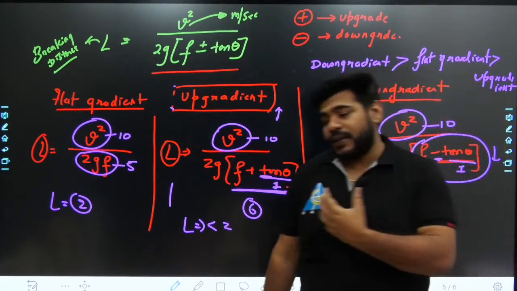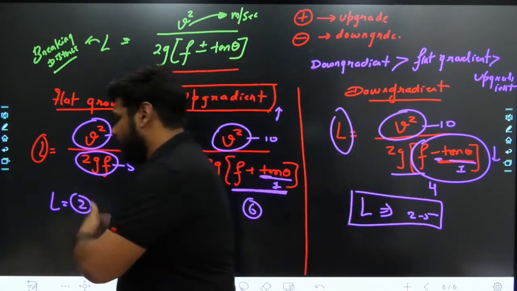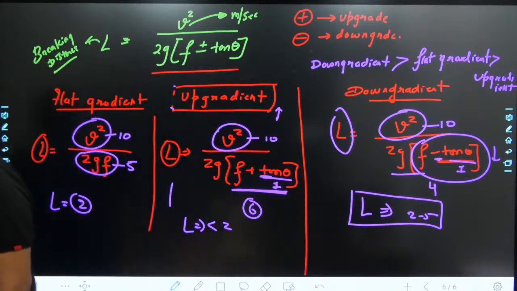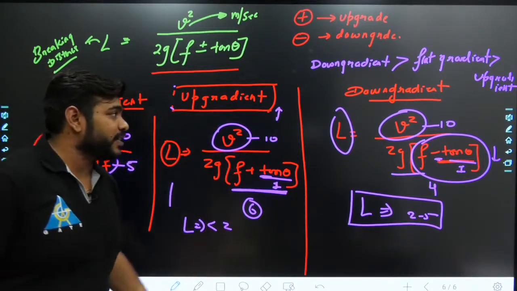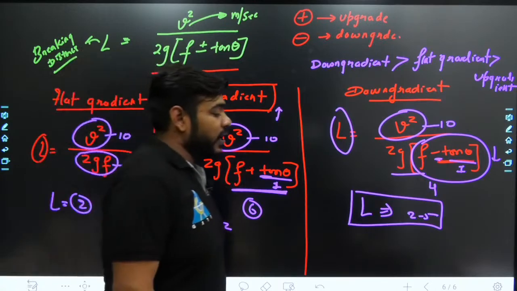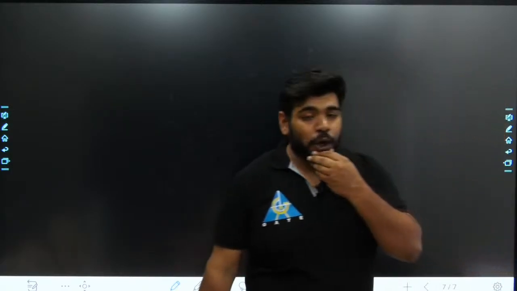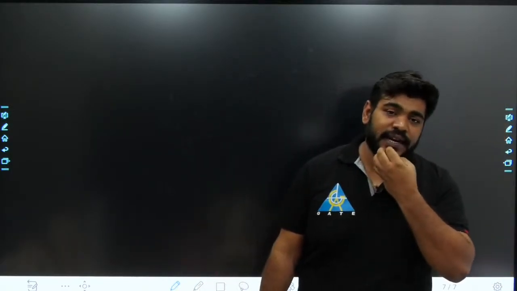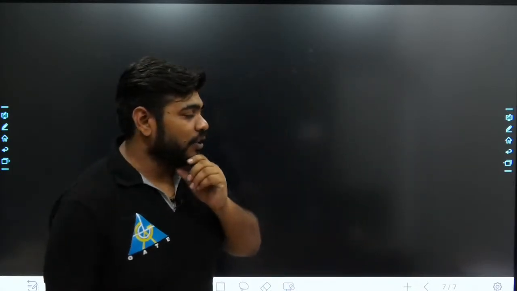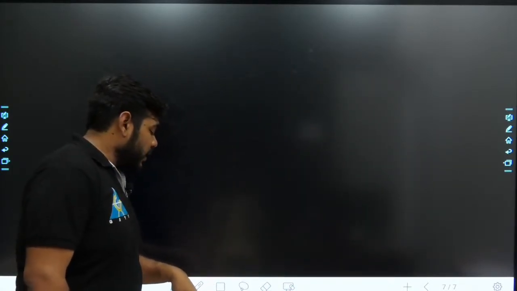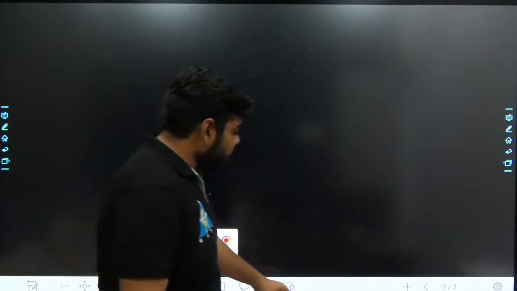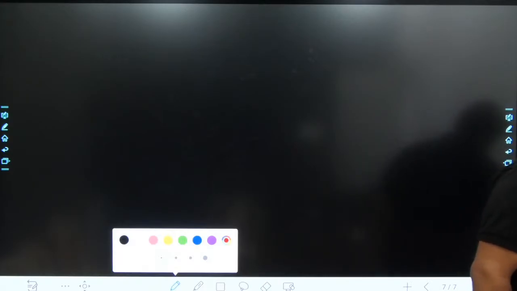So this is the way we derive the expression for up gradient and down gradient, and how we can memorize it. Fine. Now I'll see the next topic. Next topic is your overtaking sight distance. Let's see how this overtaking sight distance is calculated, or we can do a problem here. Let's solve a problem first.